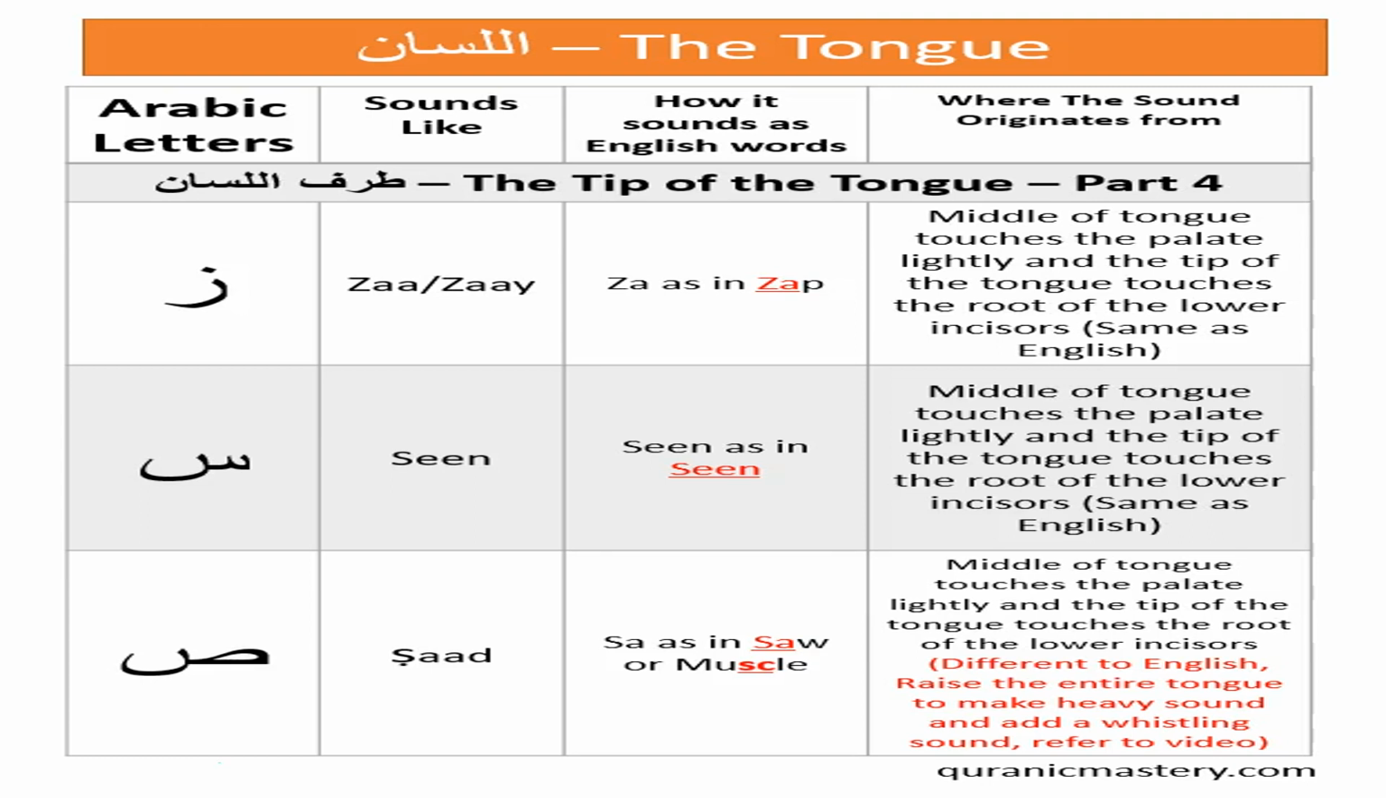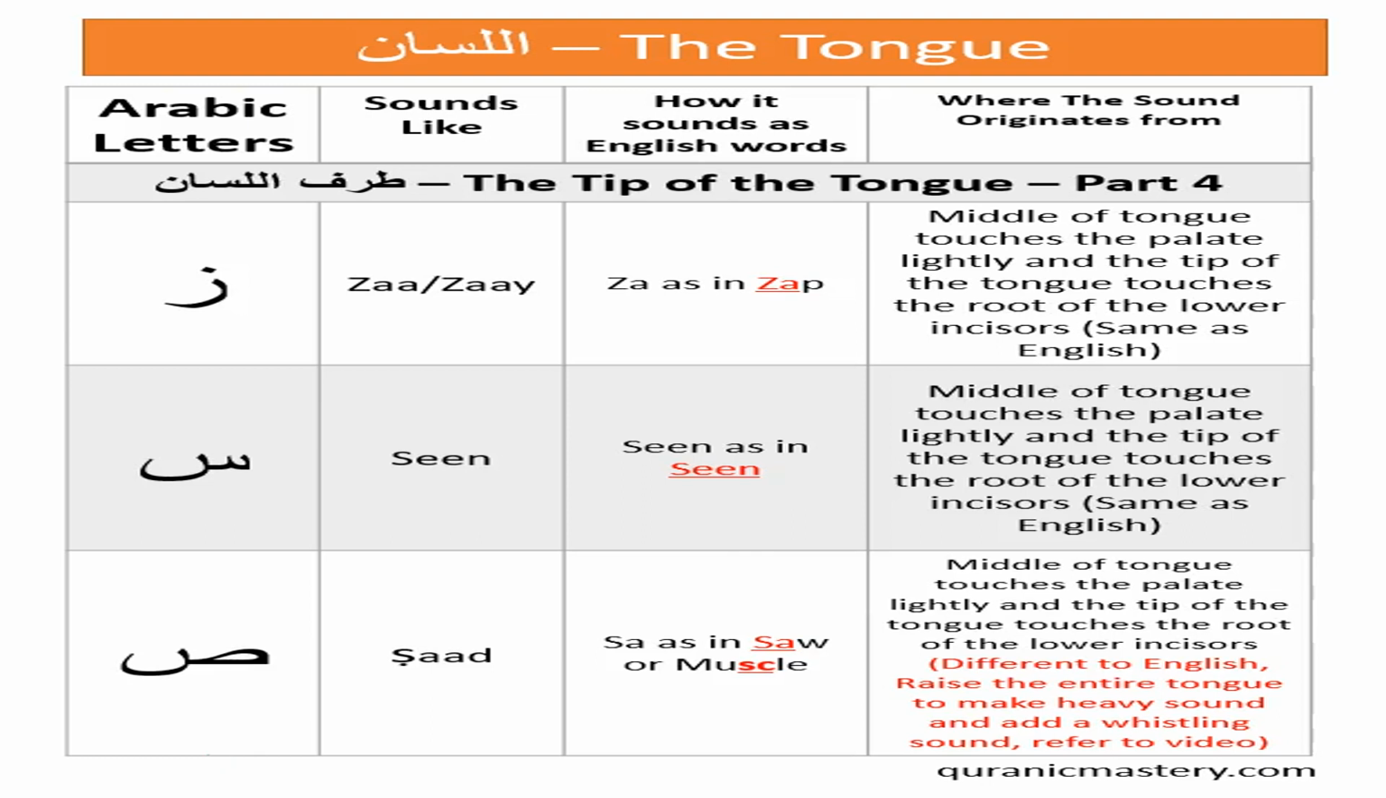Now, the actual sound of za is very much the same as English z. So sin, again, you touch the root of the lower incisors with the tip of your tongue, and you get the sound sin. S, s, like English s. Exactly the same, there's no difference.